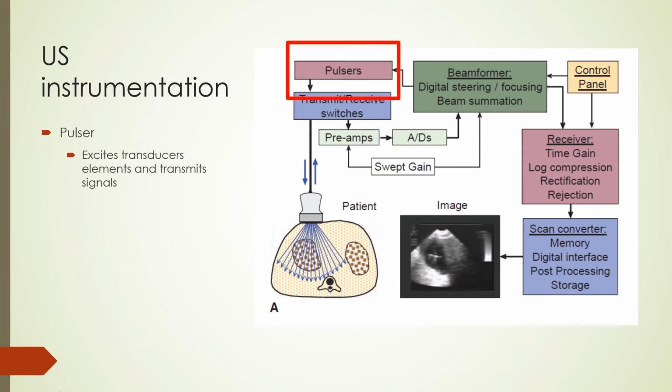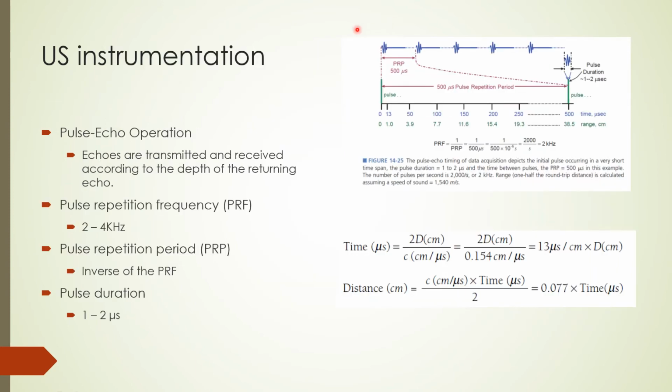The next instrument is the pulsar. The pulsar or transmitter is responsible for generating the ultrasound pulse and transmitting it into the patient. In pulse echo operation, a pulse of 2 to 3 cycles long is sent out by the transmitter and the receiver listens for echoes. The time between transmitted pulse and the received echo is dependent on the depth of the returning echoes as shown by the formula on this slide.